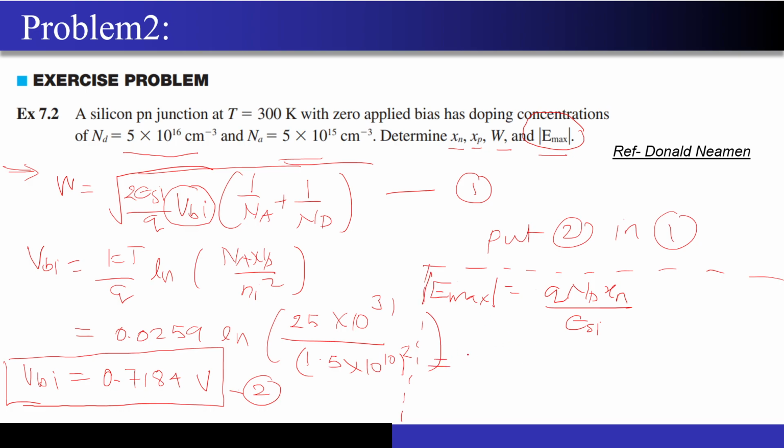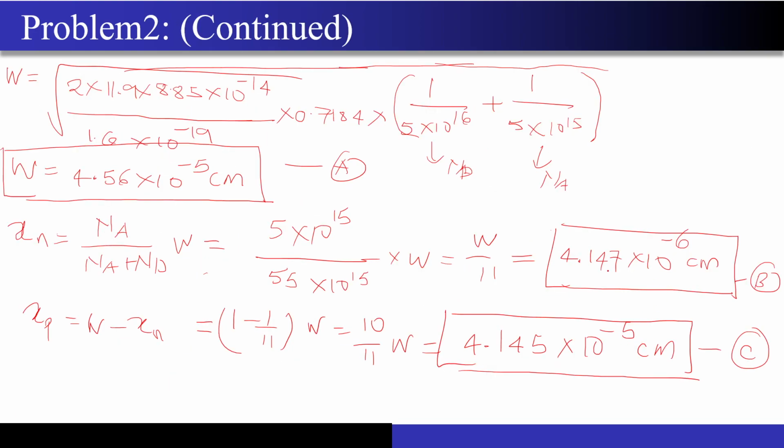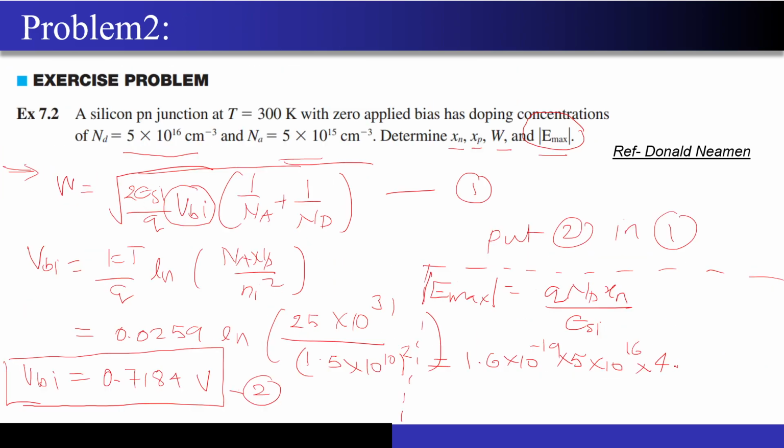So let's try to put everything. 1.6 into 10 to the power minus 19. What was the value of Nd? 5 into 10 to the power 16, correct? What is the Xn that we had calculated? Xn is nothing but 4.147 into 10 to the power minus 6, right? And again you have to take this epsilon of Si, 11.9 into dielectric constant of the free space, correct? So now if you calculate this Emax, this value will come out to be around 3.15 into 10 to the power 4 volt per centimeter.